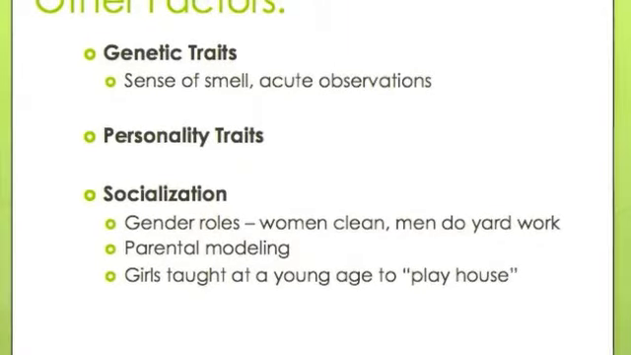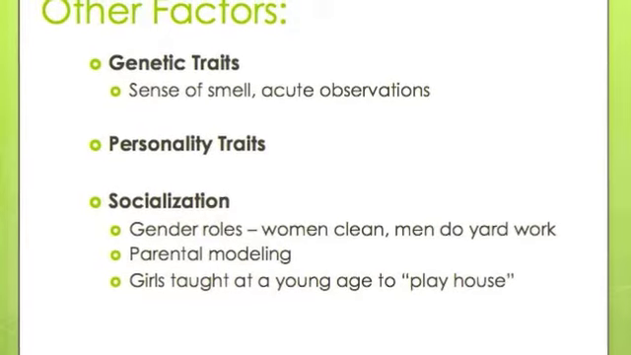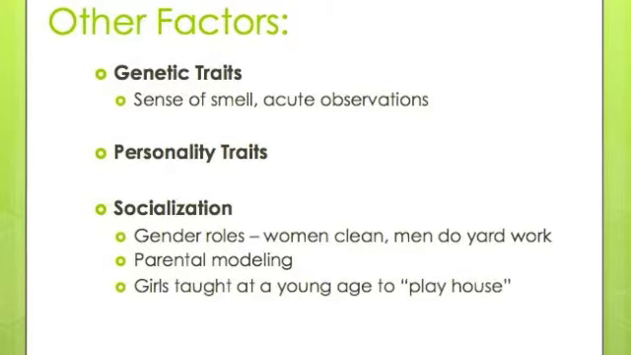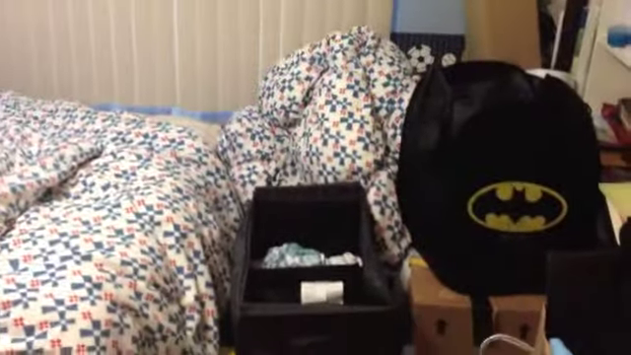Other factors include genetic traits, personality traits, and socialization, such as gender roles and parental modeling. Here's an example of differences in gender role socialization of threshold levels. Okay, now we're going to look at a messy bedroom. Right here, it shows that this person has a very high threshold level, meaning that they have a high tolerance level of a task being undone.